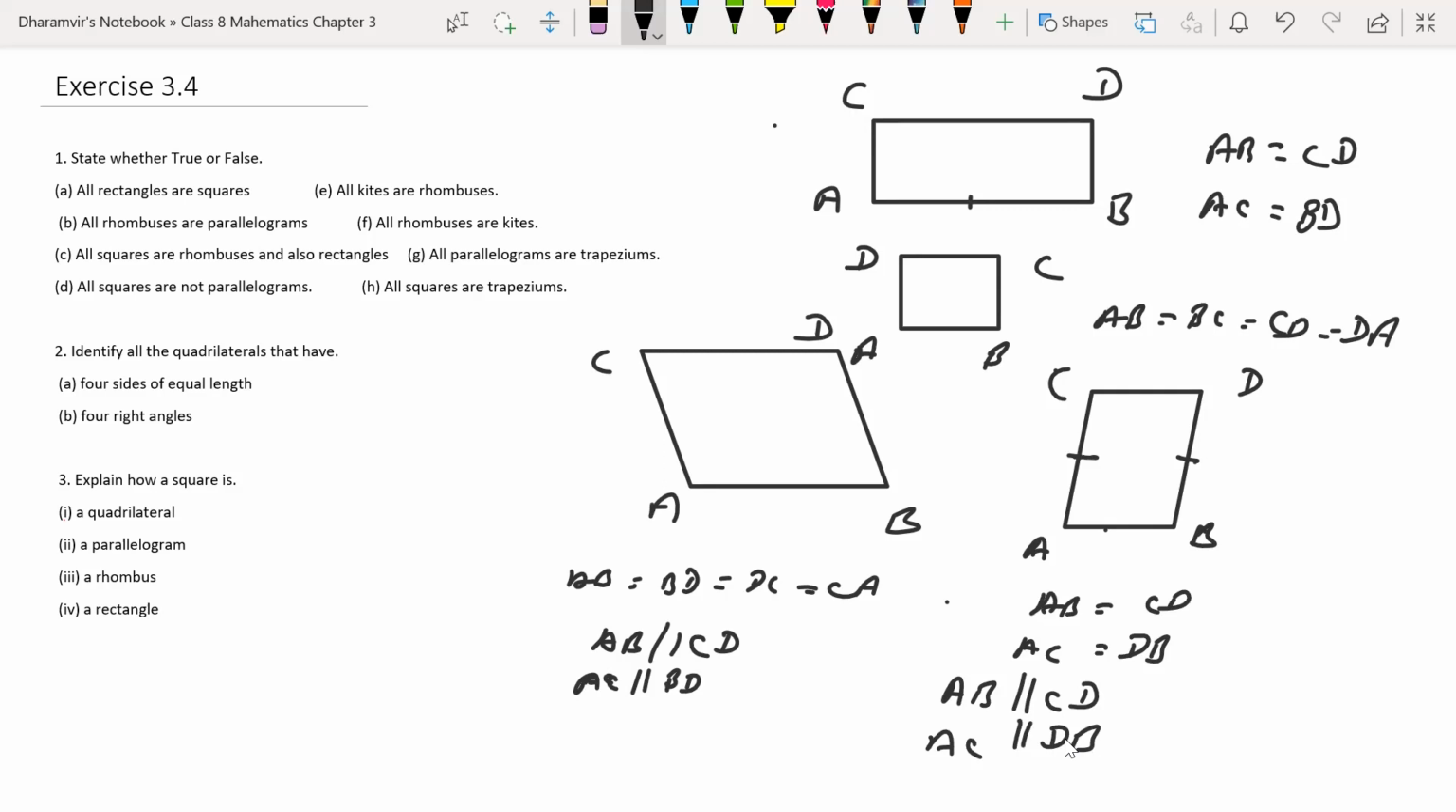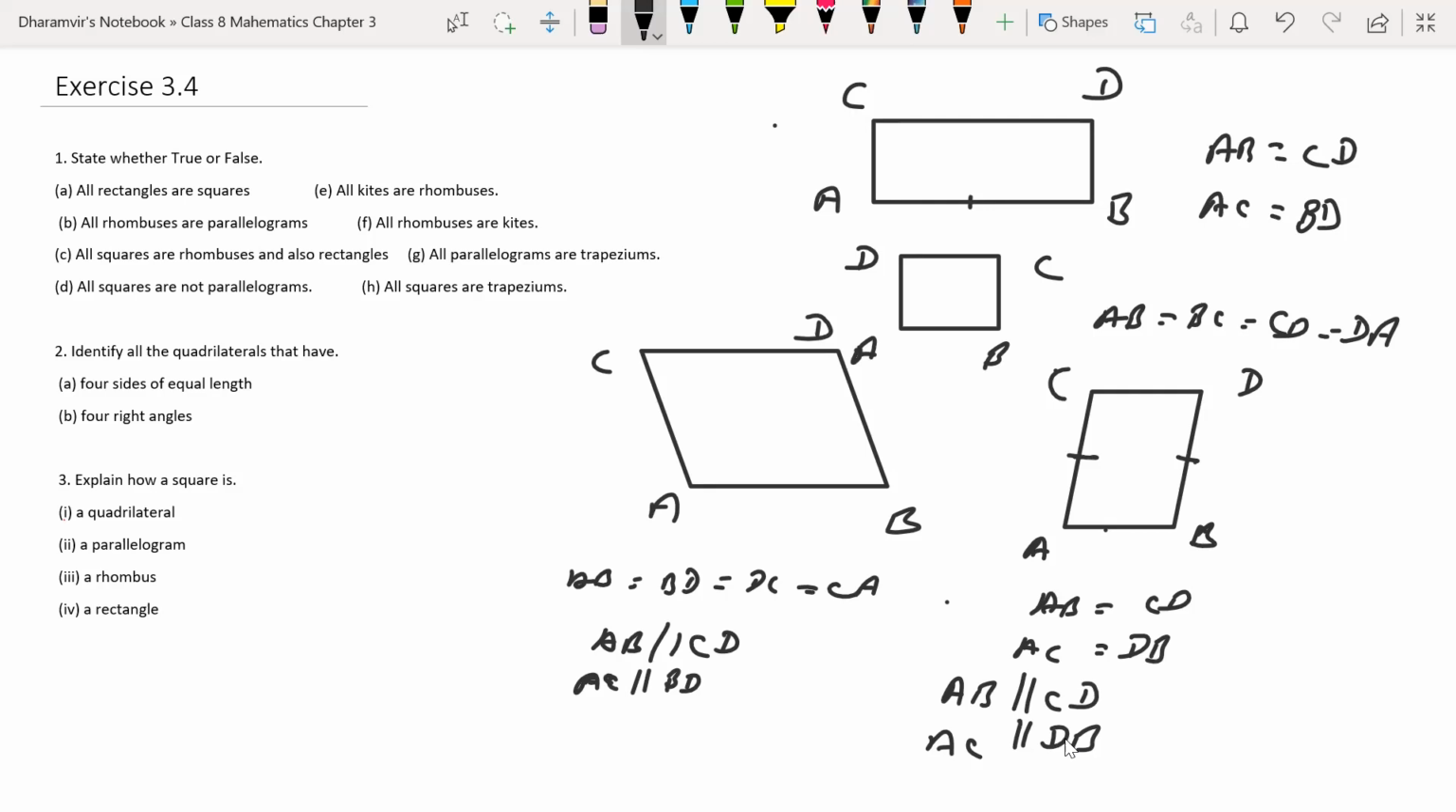All squares are rhombuses and also rectangles. A square has each angle of 90 degrees. A square is a parallelogram where all angles are 90 degrees and all sides are equal. So both squares and rhombuses have all sides equal. We can state that all squares are rhombuses, because of equal sides.